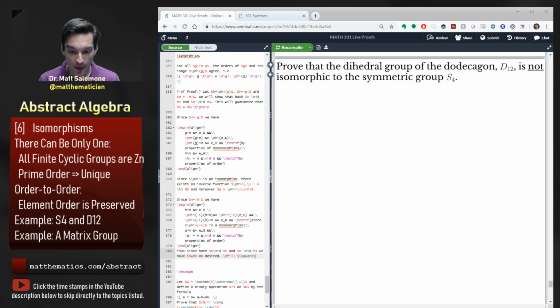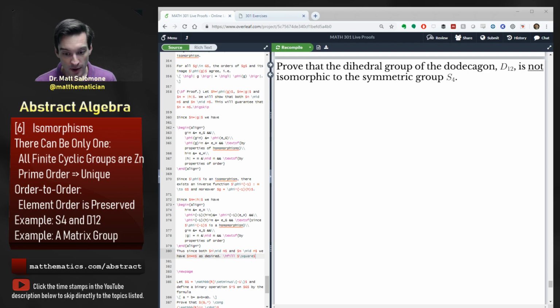All right, so I want to get to a couple of examples of demonstrating whether two groups are or are not isomorphic, paying particular attention to the "are not" question. So we're going to spend these last couple of problems developing tools for highlighting differences in the algebraic structure of groups. Both of these problems we're about to look at have the form: prove that such and such is not isomorphic to such and such.